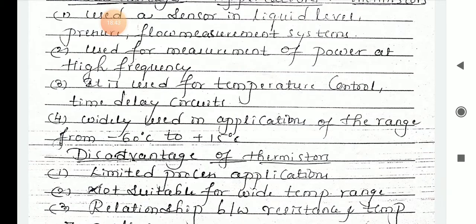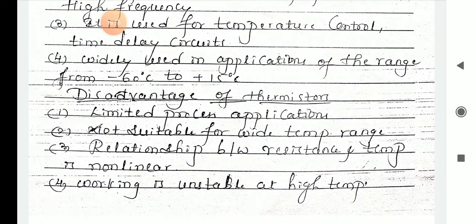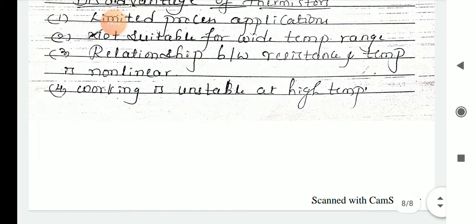Widely used in applications in the range from minus 60 degrees Celsius to plus 150 degrees Celsius. Disadvantages of the thermistor: limited process applications, not suitable for a wide temperature range, the relationship between resistance and temperature is non-linear, and working is unstable at high temperatures. These are the advantages, disadvantages and applications of thermistors.